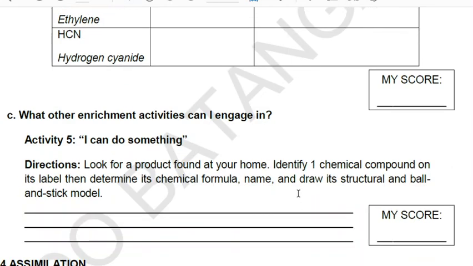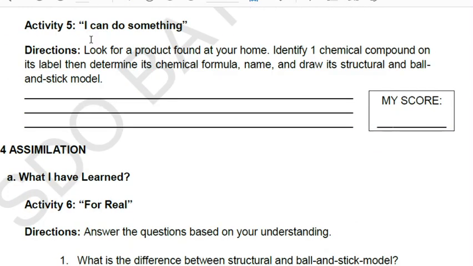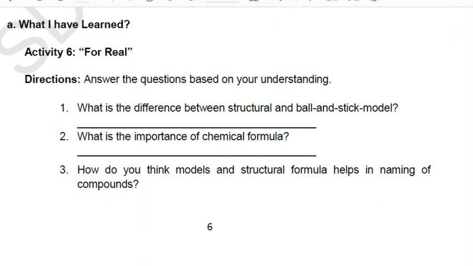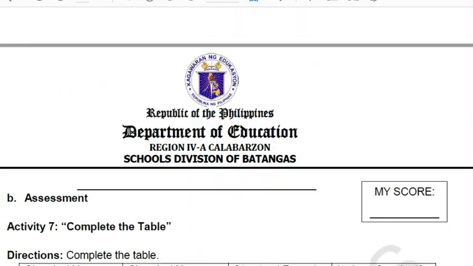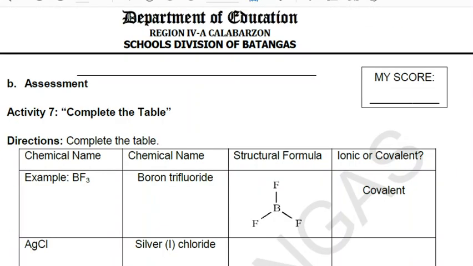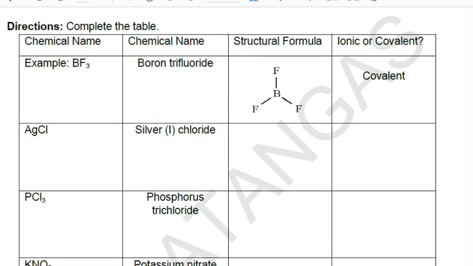For activity number 5, please read the instructions carefully. And then for activity number 6, you have some questions that you can answer based on the activities you have already done. Then complete the table here for the different chemicals, with the chemical formula on the left side and the chemical name in the second column.